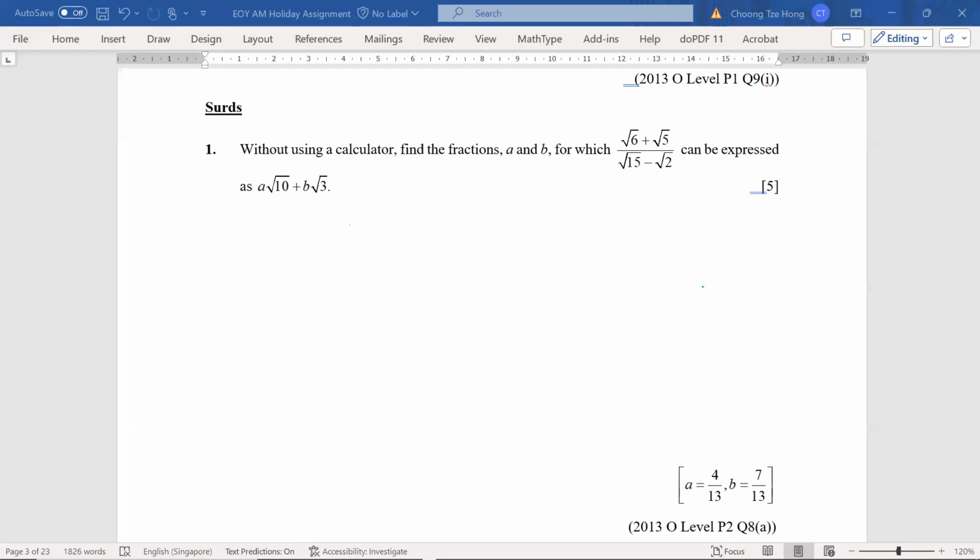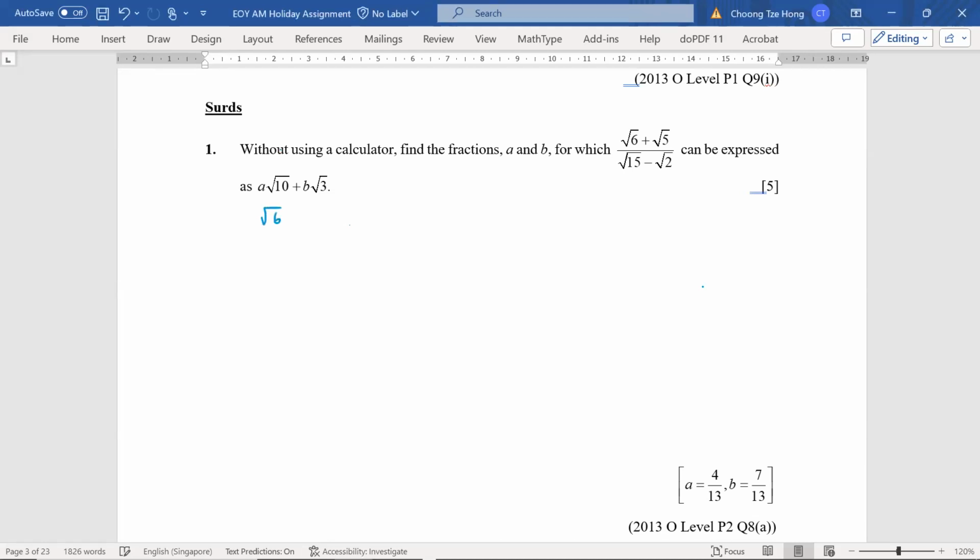Alright, students, in this video, I'll be going through the 2013 O-Level Paper 2 question 8A. Okay, so the question goes like this. Without using a calculator, find the fractions A and B for which square root 6 plus square root 5 over square root 15 minus square root 2 can be expressed as A square root 10 plus B square root 3. Okay, so this is actually a rather direct surds question. So let's get started.